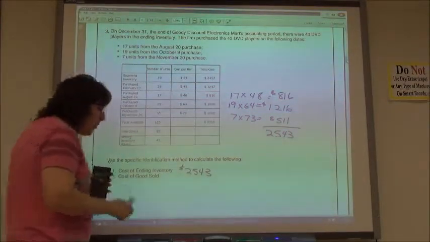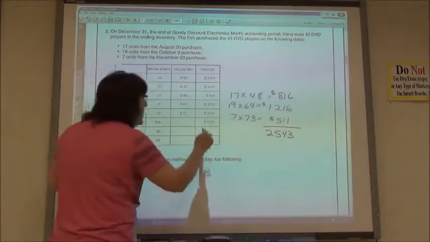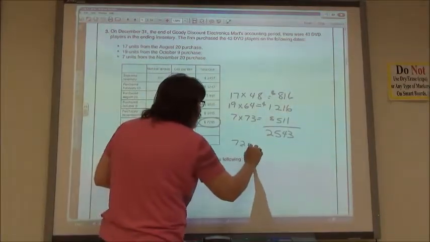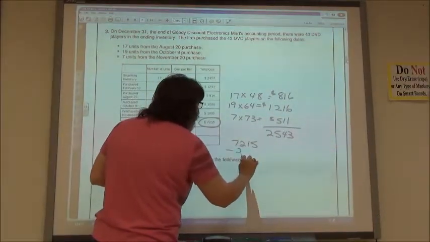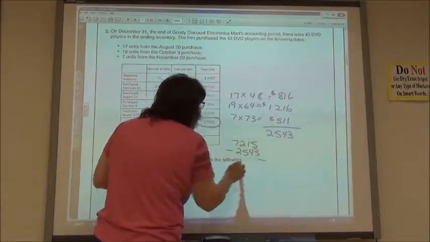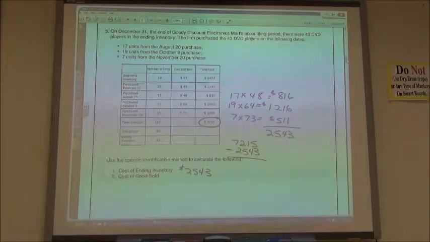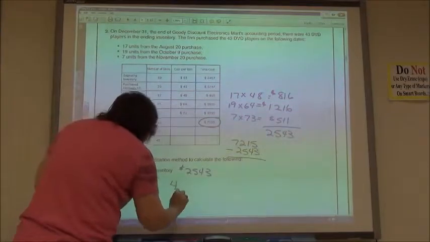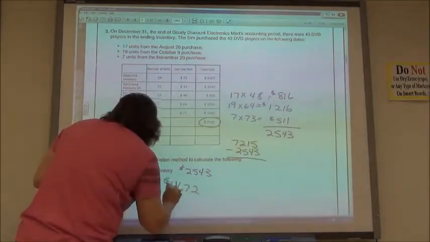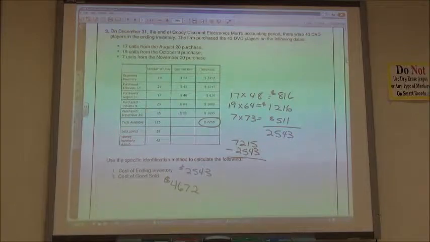I then want to know what was the cost of the goods that I sold. I know my total cost was $7,215. I know what I have left is $2,543. So my difference will tell me how much that I sold. So if I subtract, I have $4,672 for the cost of my goods sold.